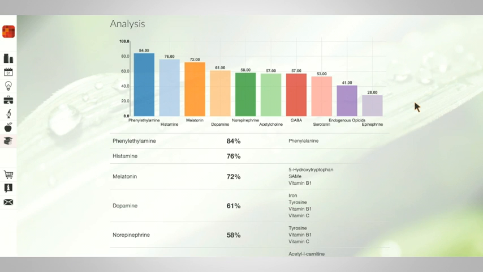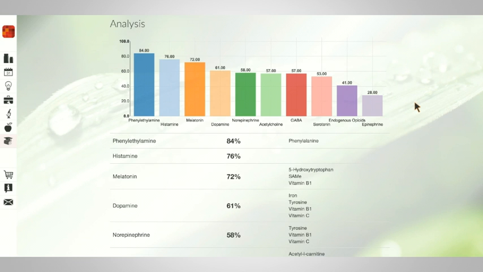What we want to look at is essentially what the most deficient neurotransmitters might be. So in this patient, we've got phenylethylamine, histamine, melatonin, and dopamine. Then it levels out to your next section, which is norepinephrine, acetylcholine, GABA, serotonin, and then your endogenous opioids and epinephrine later on.